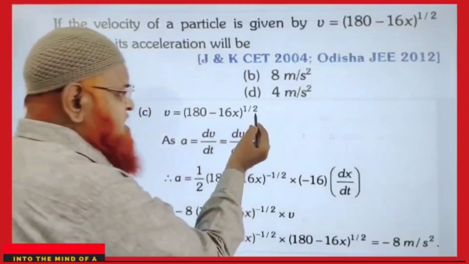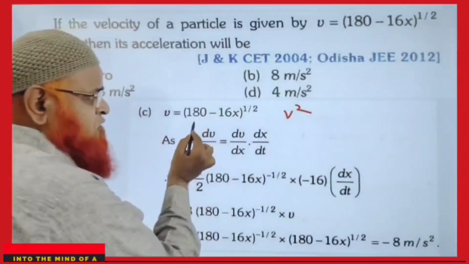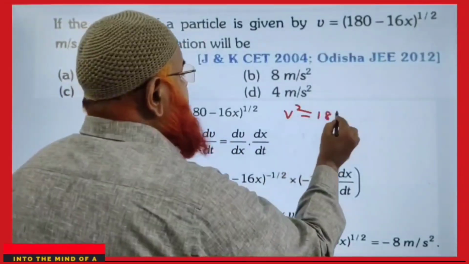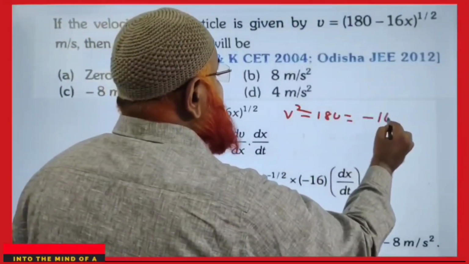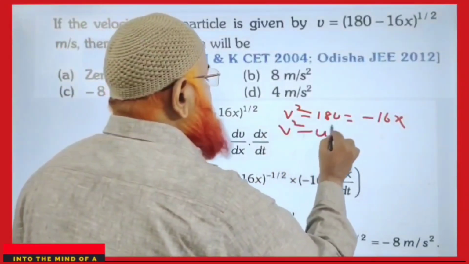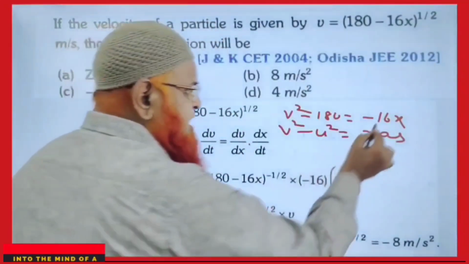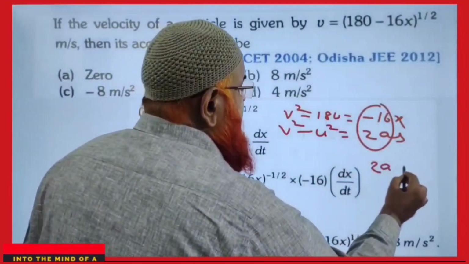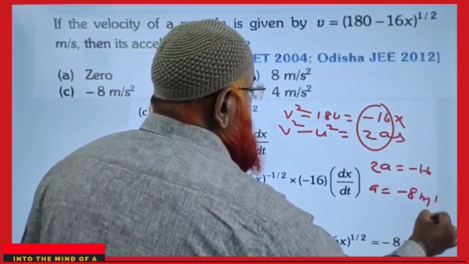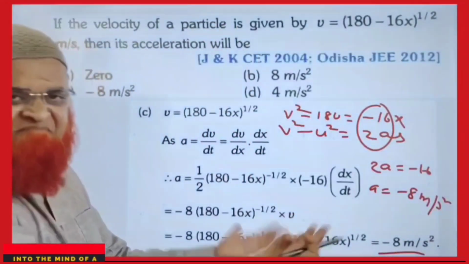You just do one thing. This half you take to this side, v square, okay? And this 180 you can take to the other side, minus 180 is equal to 16x. That's it. It is just like v square minus u square is equal to 2as. So 2a is taken as minus 16, a is equal to minus 8 meter per second square. See the answer.